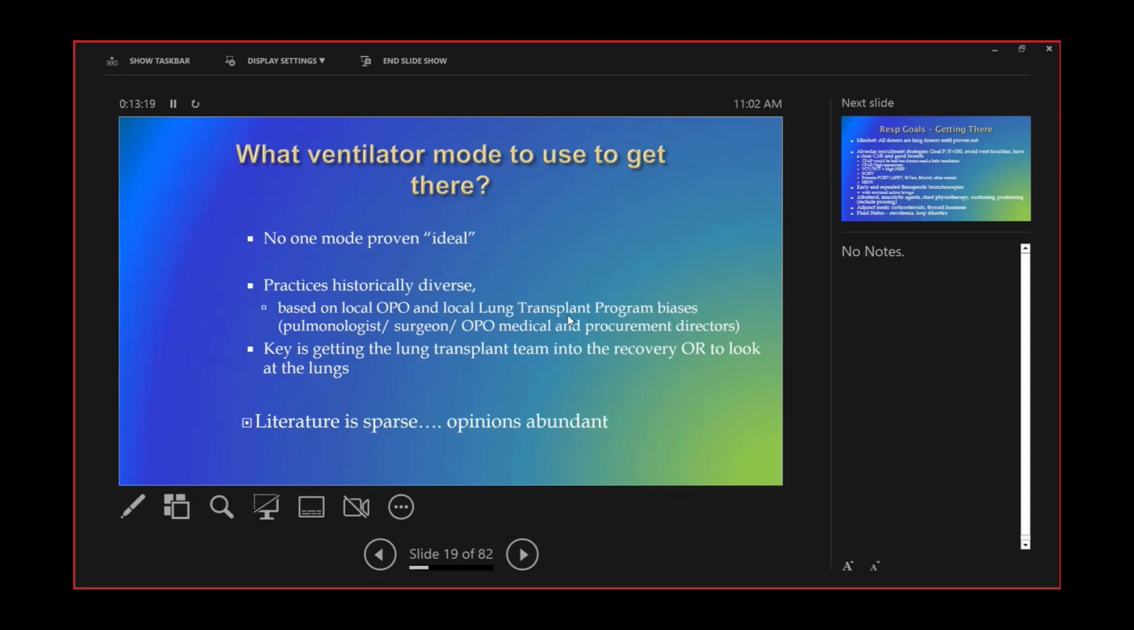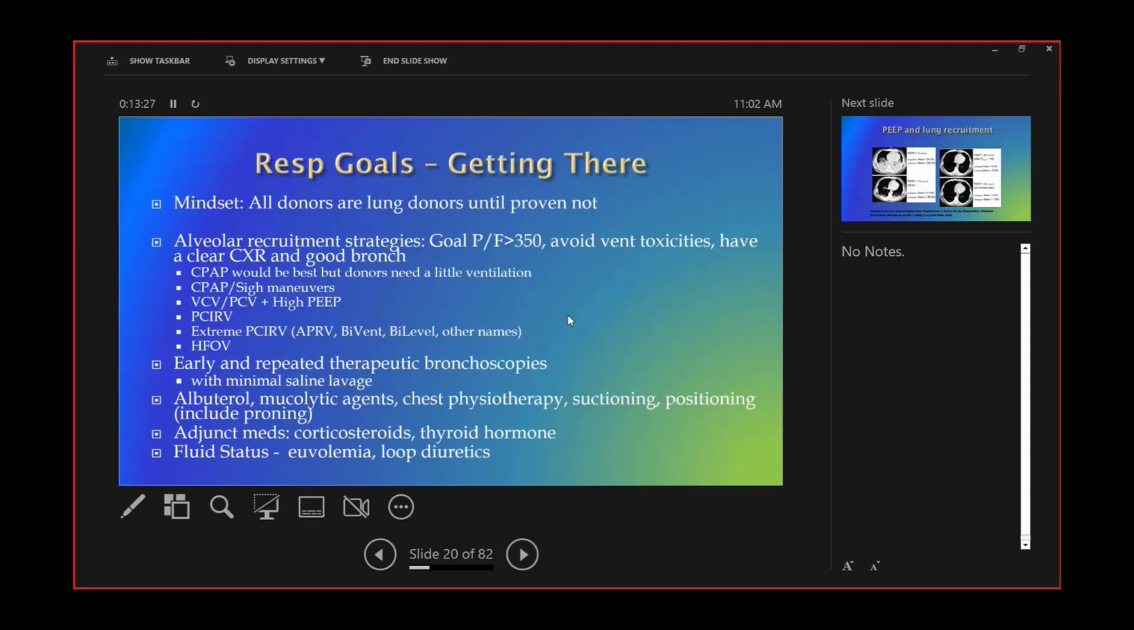But the key is getting the lung transplant team to recover them to look at the lungs. And I like to say that the literature is sparse, but the opinions are abundant. So everybody has an opinion as to what they think is the best. But this is the way that I think about it. My mindset: all donors are lung donors until they're proven to me that they're not.